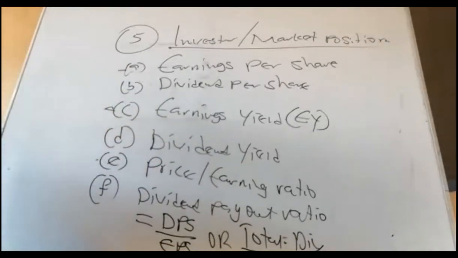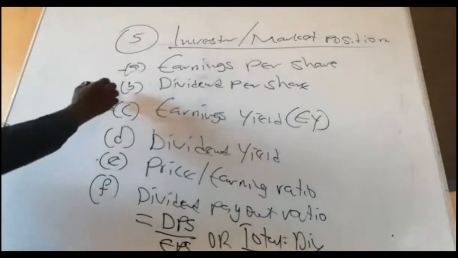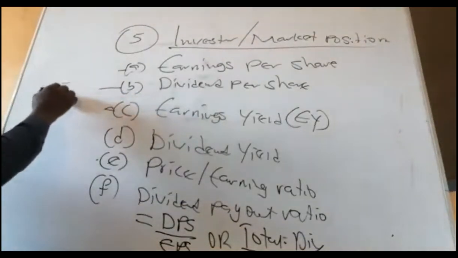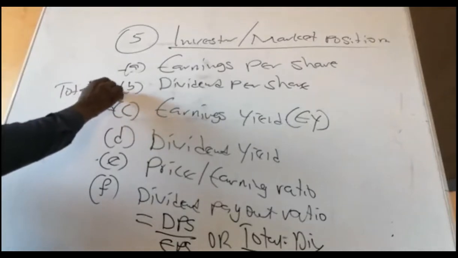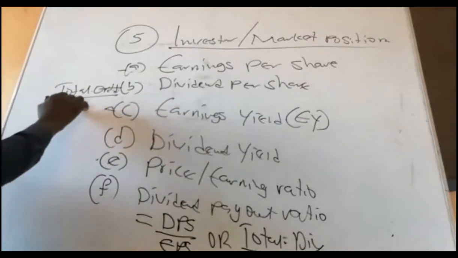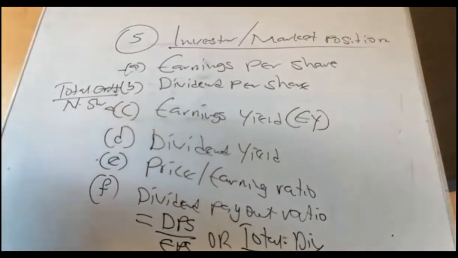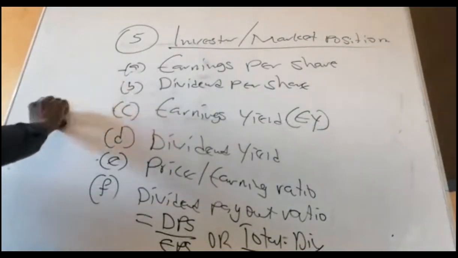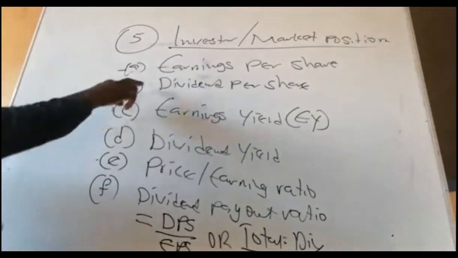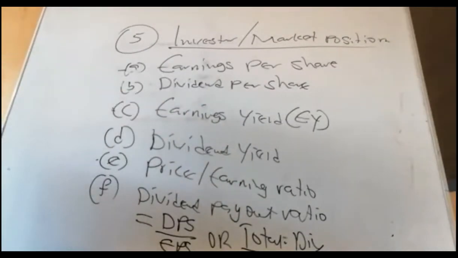Then number 2 is the dividend per share. That will be the total ordinary dividend over the number of shares. That is the formula: total ordinary dividend over the number of shares. For the shares, it must be ordinary shares, not preference shares.